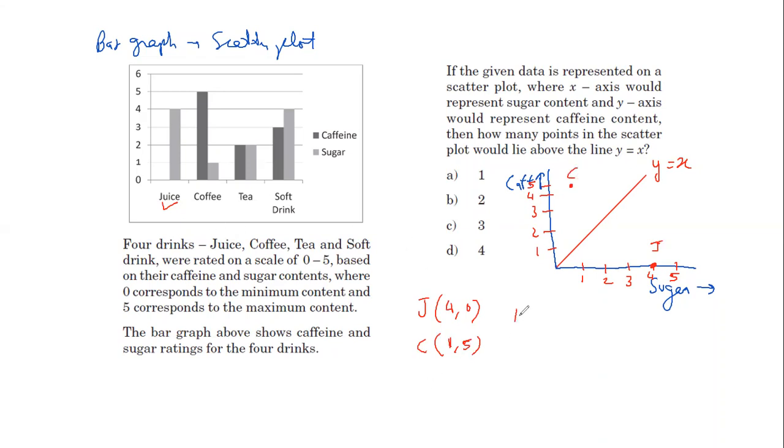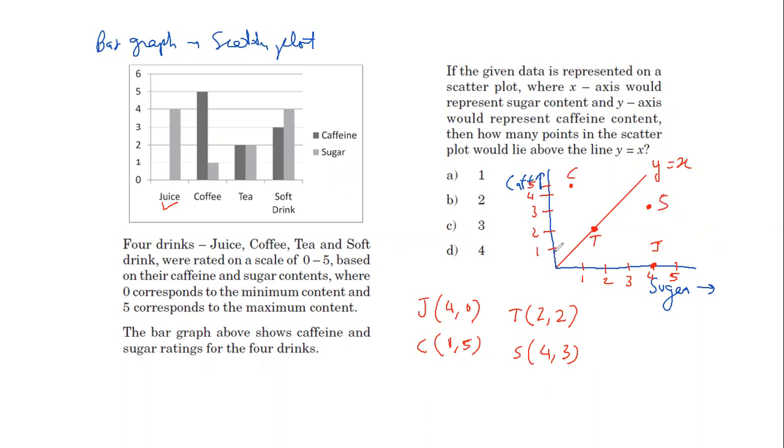Similarly, when I talk about tea, x represents sugar. So what's the value of x here? 2. And what's the caffeine content? Again 2. So this is definitely lying on the line, that is 2, 2, right? So this is tea. And when I try to plot soft drink, the sugar content is 4 and the caffeine content is 3. This point is definitely below the line.